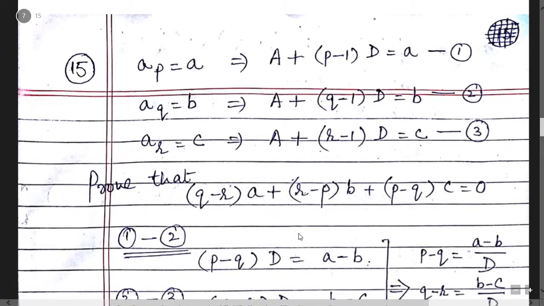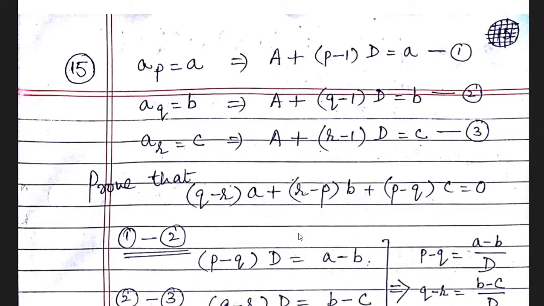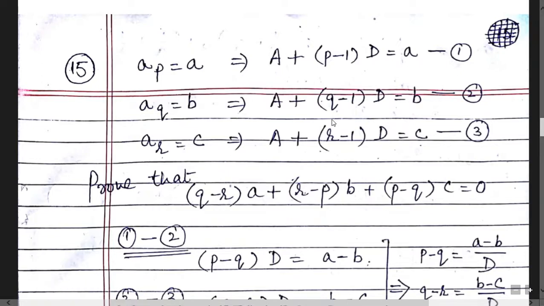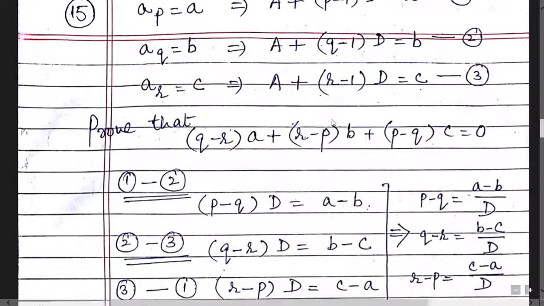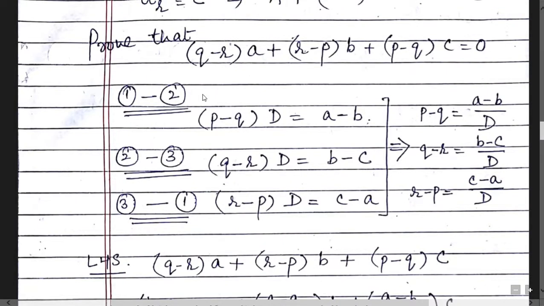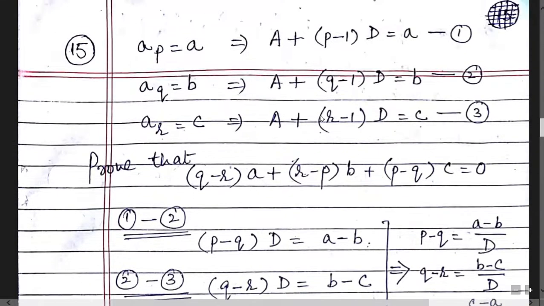We have already completed this question in one of the exercises. Pth term is A, qth term is B, and rth term is C. You have to prove this. Simply write the equation, then subtract 2 from 1, then 3 from 2, and 1 from 3. You can find P minus Q into D by writing these equations.